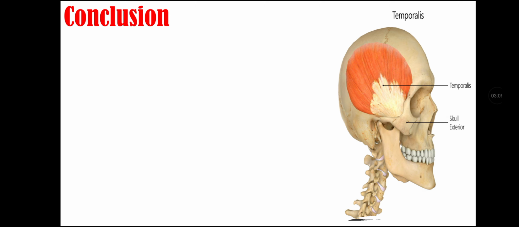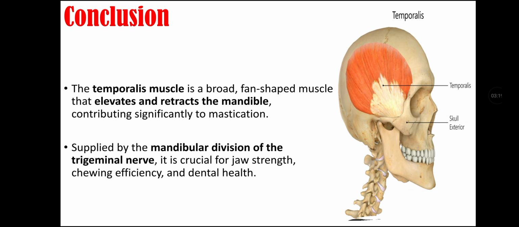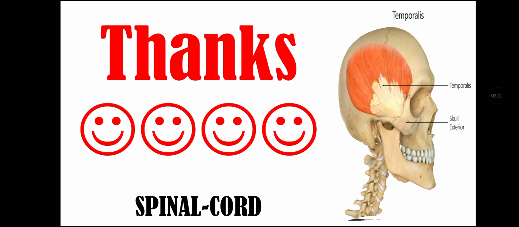Conclusion of this lecture video. Temporalis muscle is a broad fan-shaped muscle that elevates and retracts the mandible, thus contributing significantly to mastication. It is supplied by the mandibular division of the trigeminal nerve, and it is crucial for jaw strength, chewing efficiency and dental health. And this was all about temporalis muscle.